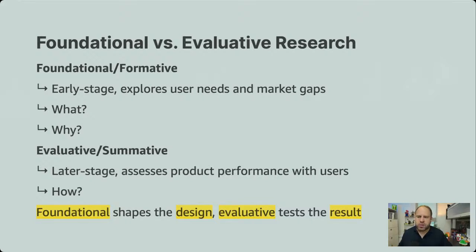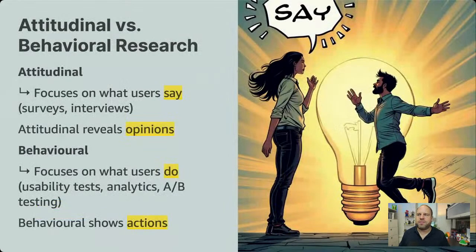So it's just important to know the mindset that you're in, which helps you understand the stage that you're in as you're going through these different types of testing. Then we're going to attitudinal versus behavioral research. Now, of course, there's this idea that in attitudinal research, you're focusing on what users are saying, so surveys, interviews, this kind of stuff. And then behavioral research, which a lot of people hold much more valuable, focuses on what users do: the usability test, the analytics, A/B testing. So attitudinal gives you opinions, behavioral gives you actions.